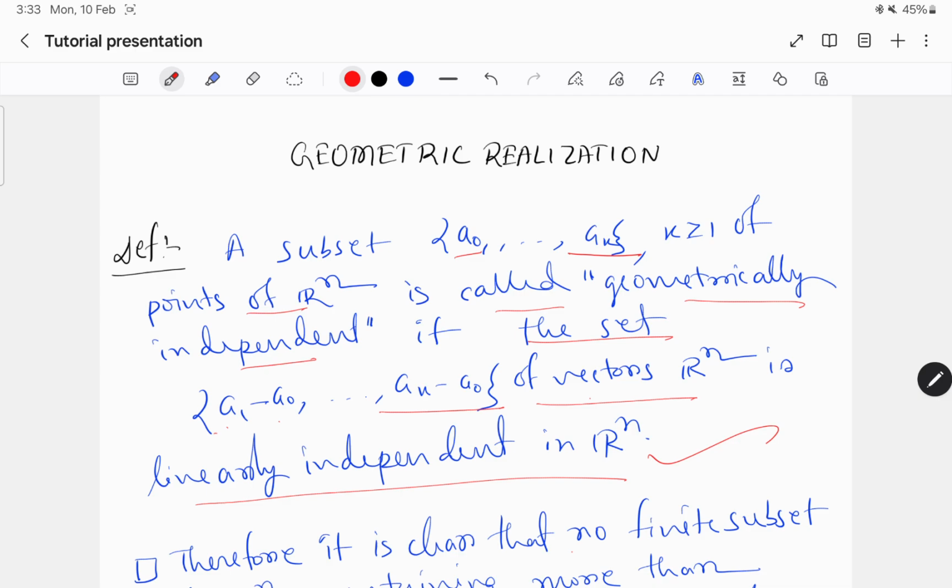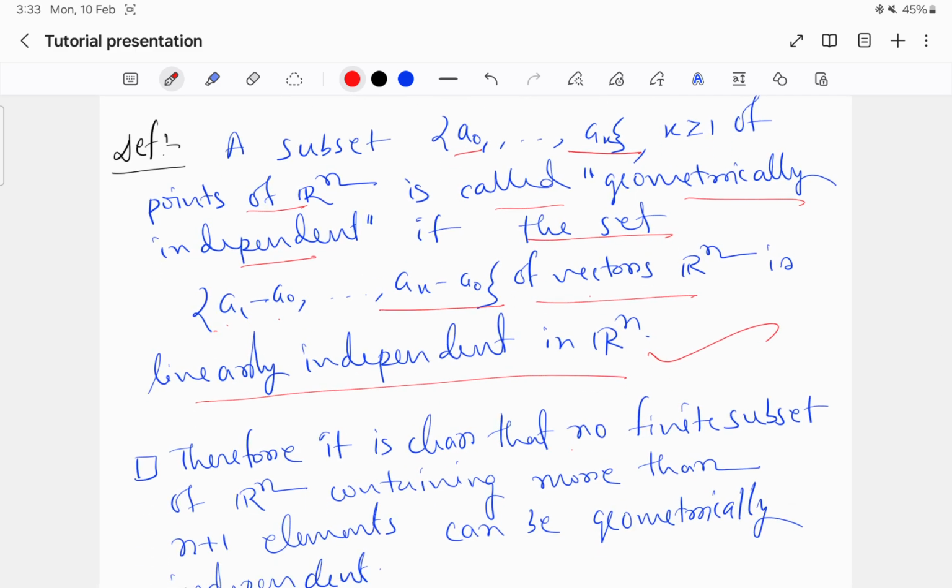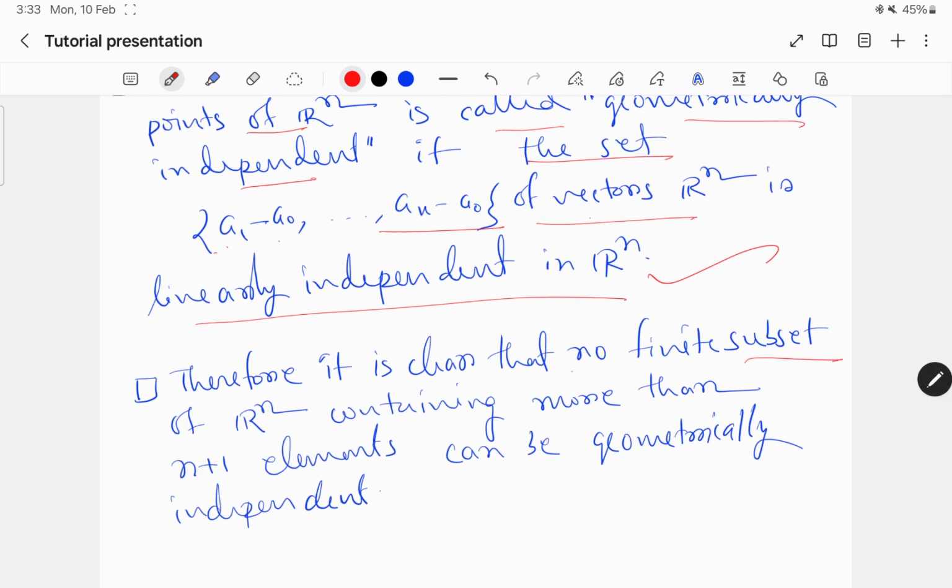So the definition is quite simple, and it is clear that no finite subset of R^n containing more than n plus 1 elements can be geometrically independent, simply because no subset of R^n which has more than n elements can be a linearly independent set.